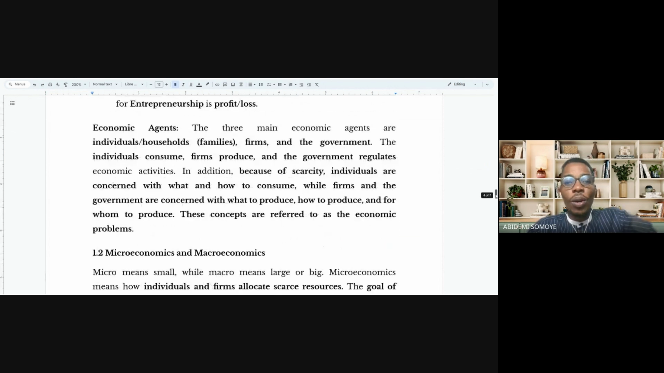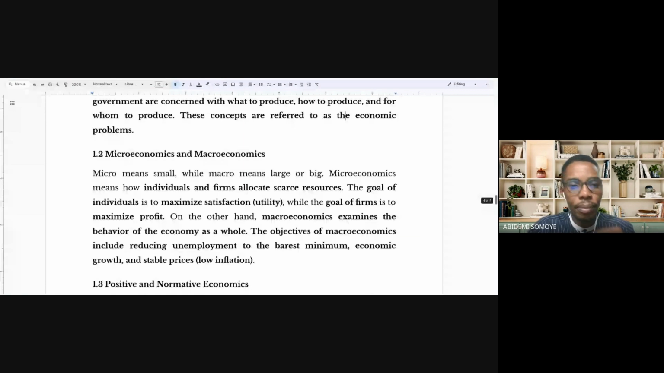Now, based on my explanation, let me break down economics into micro and macroeconomics. I remember I mentioned that economics deals with scarcity. So what is microeconomics? Microeconomics deals with how individuals and firms allocate scarce resources.